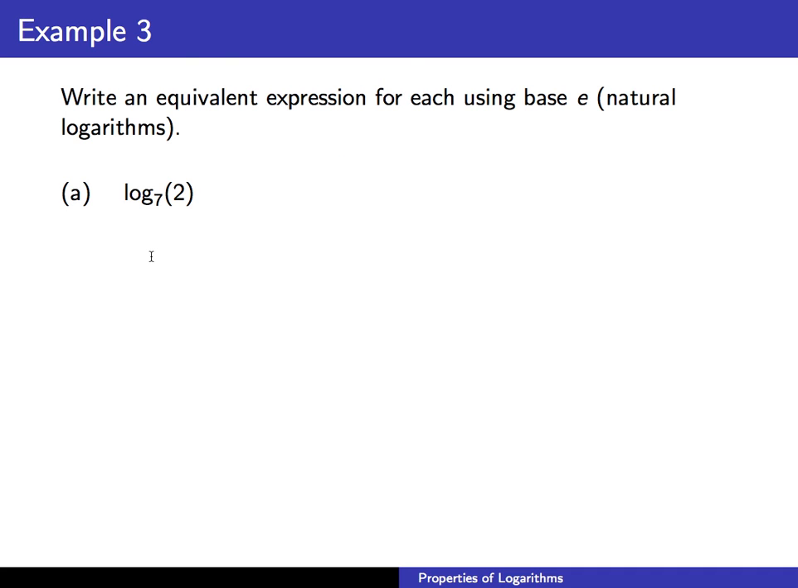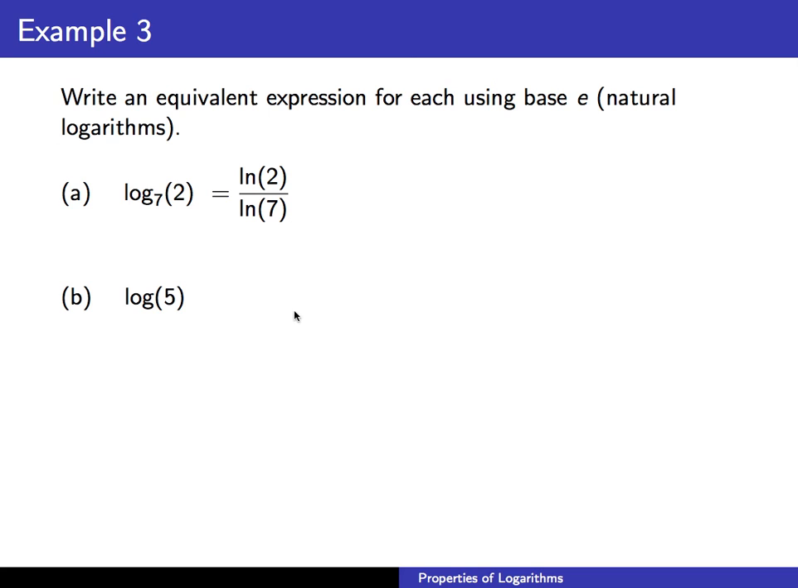So example 3, we're going to write an equivalent expression for each using the base e, which involves natural logarithm. So log base 7 of 2, we're going to rewrite this using natural logarithms, and it's as simple as the natural log of 2 divided by the natural log of 7. So we get the exact same expression for log base 7 of 2 if we evaluate the natural log of 2 divided by the natural log of 7.